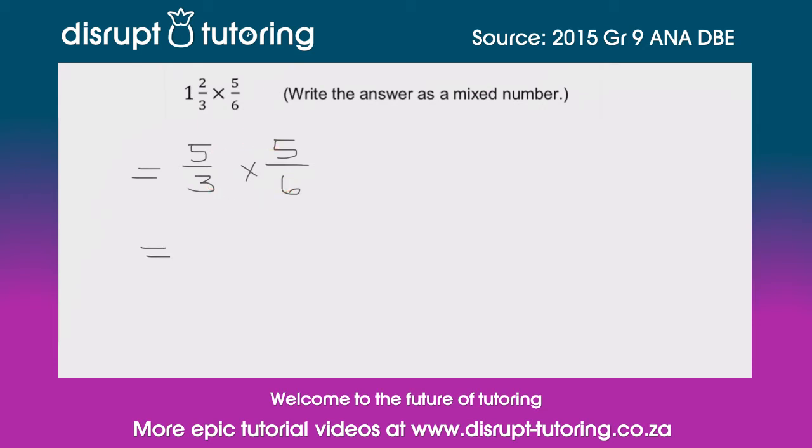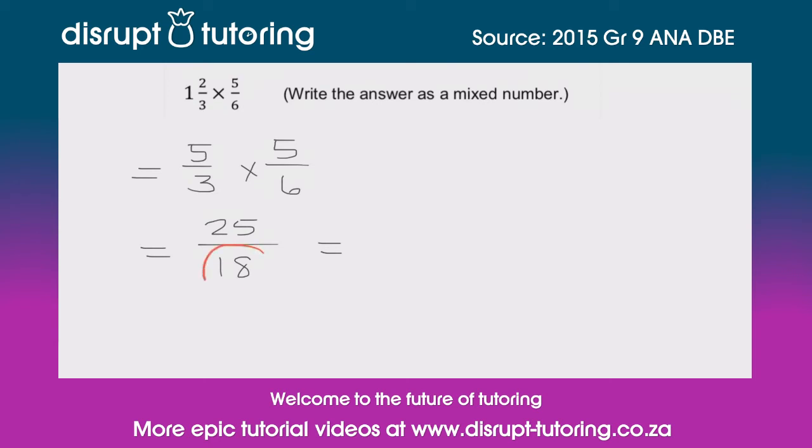So the 5 times 5 at the top gives you 25, and the 3 times 6 at the bottom gives you 18. Now that is in its simplest form. We're not going to get the full marks yet because we haven't written it as a mixed number. So we first need to do that. How do we write it as a mixed number?